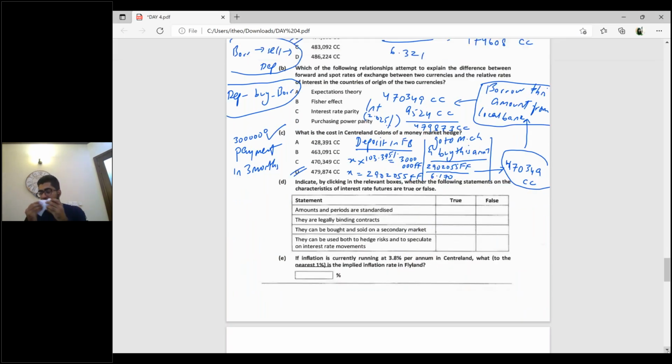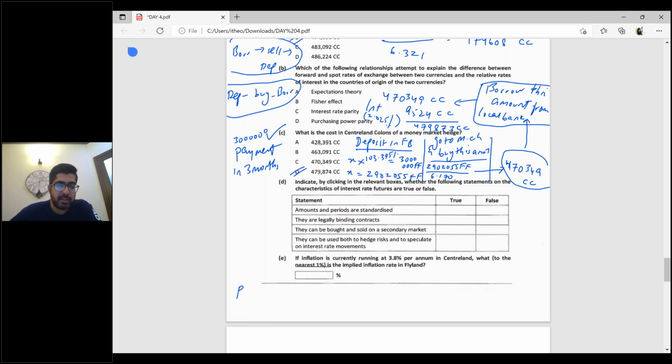Requirement B, D, and E, the three requirements are left. So requirement B: which of the following relationships attempt to explain the difference between forward and spot rates of exchange between two currencies and relative rates of interest in the countries offered? So which of the following relationships explains the difference between forward and spot rates and relative interest rates?